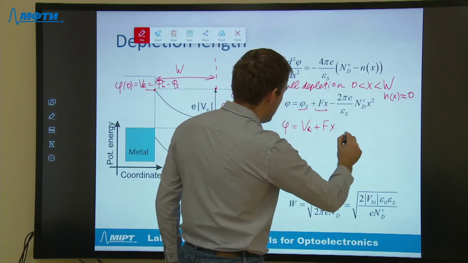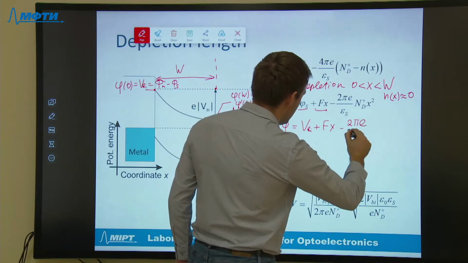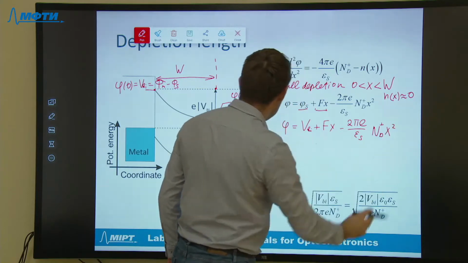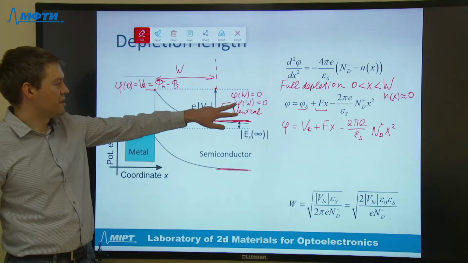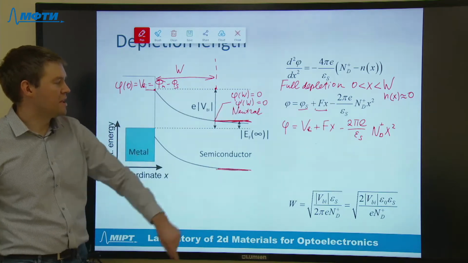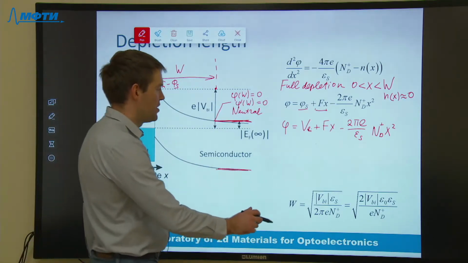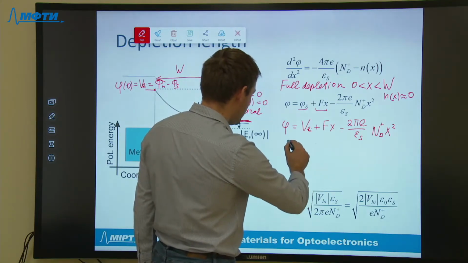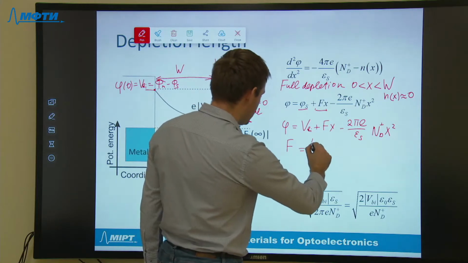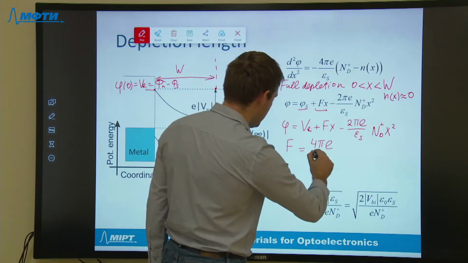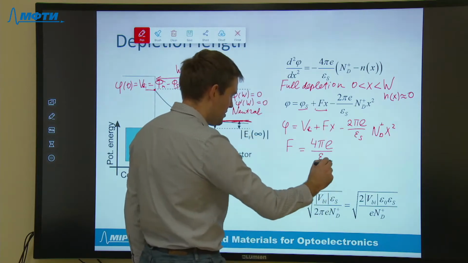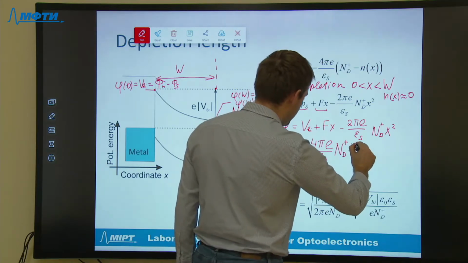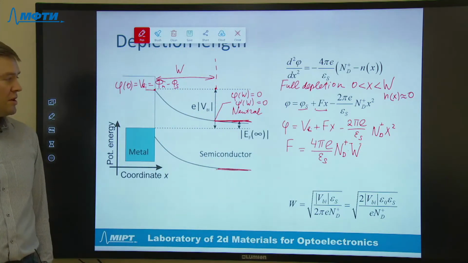And the only thing we need to find is the remaining field F. This is the only unknown constant. It can be found from the condition, for example, of smoothness: phi prime at the end of the depletion width is 0. From this consideration, we can find that F equals 4 pi e divided by the dielectric constant of the semiconductor, multiplied by the donor density and multiplied by the width of the depletion region.